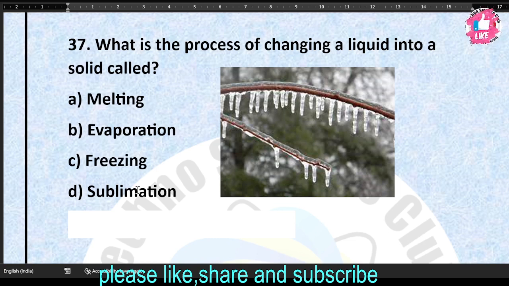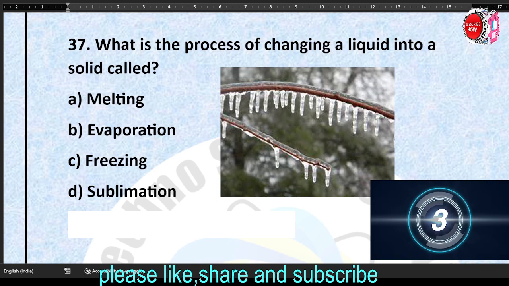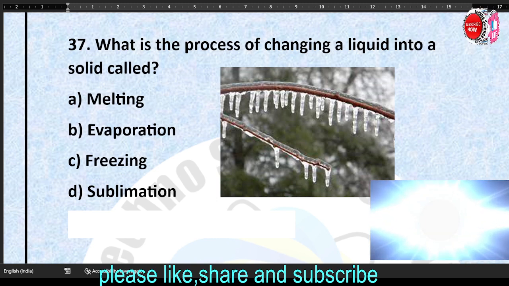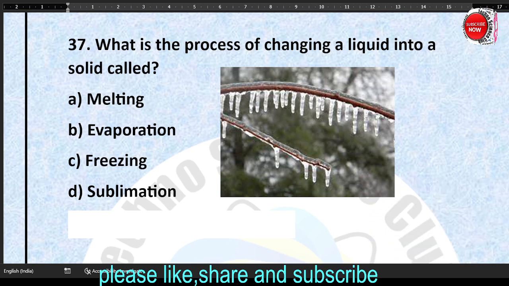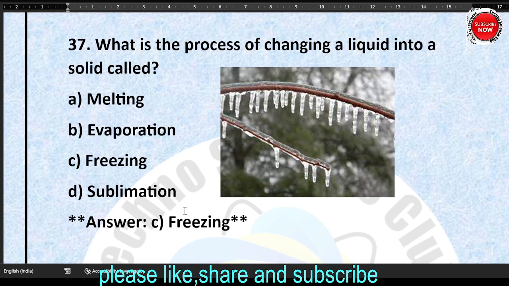What is the process changing liquid into the solid? Melting, evaporation, freezing, sublimation. Very good. The process of liquid changing into the solid is called freezing.